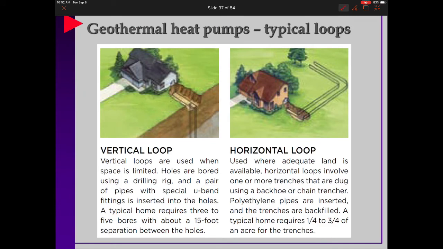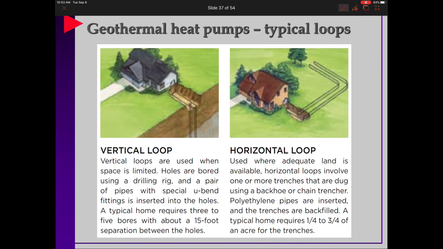All right, so how do we do this? Well, typically we need to have some ground loops, or we need to have a way to pull heat out. And how do I extract that energy from the ground? So there's a couple of options. One of them is looking at it from a vertical loop. The other one would look at it from the horizontal loop.